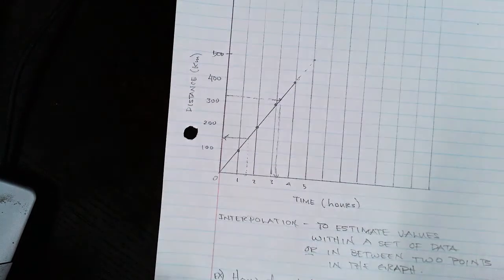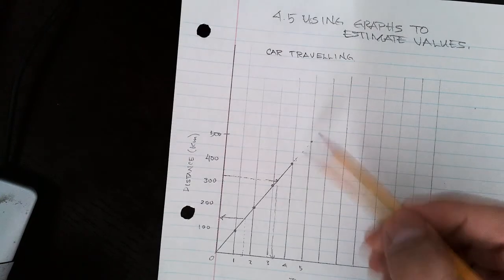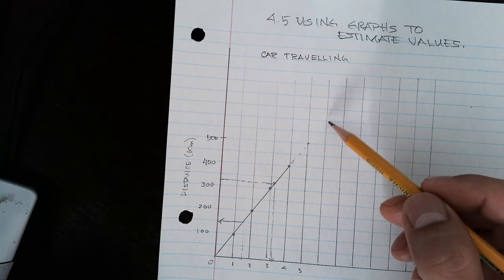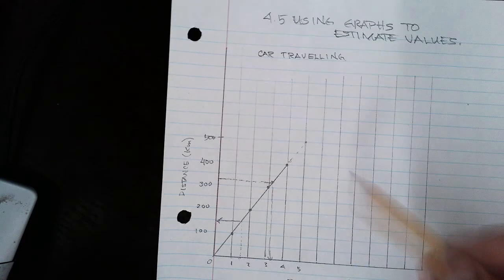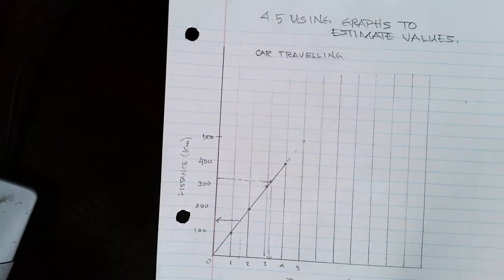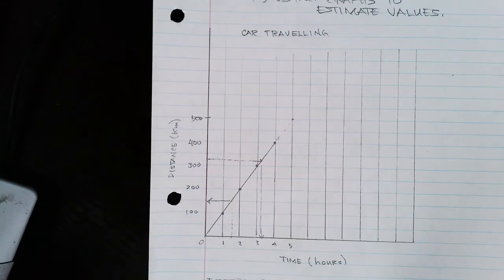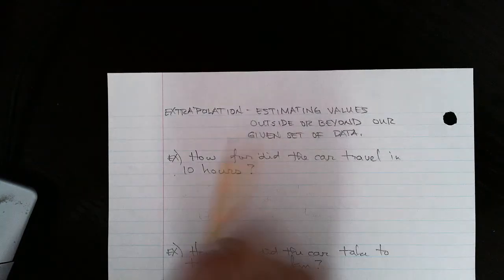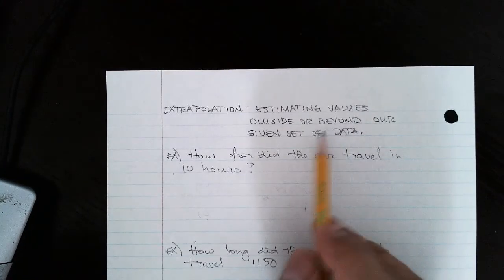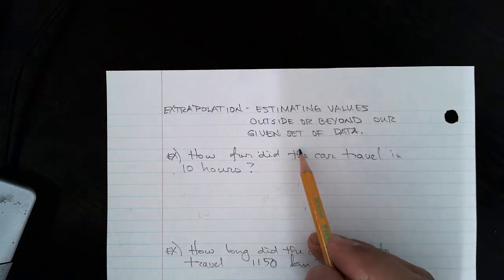But what if you wanted to estimate a value that's beyond this graph? Let's say you want to ask, for instance, how far did the car travel in, let's say, 8 hours, which we don't have here. Well, you're just going to have to estimate it. There are techniques you can use, and I'll show you. That's called extrapolation, so that's what we're going to do next. Extrapolation is estimating values outside or beyond our given set of data.